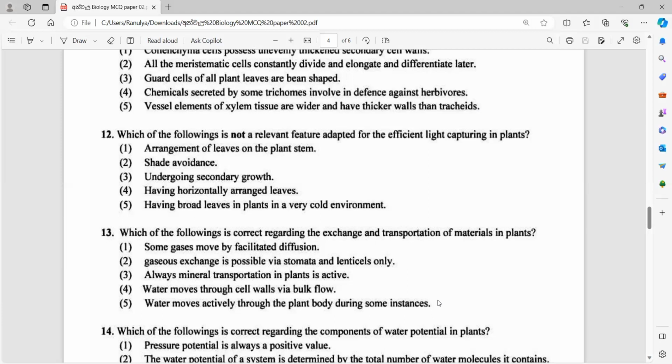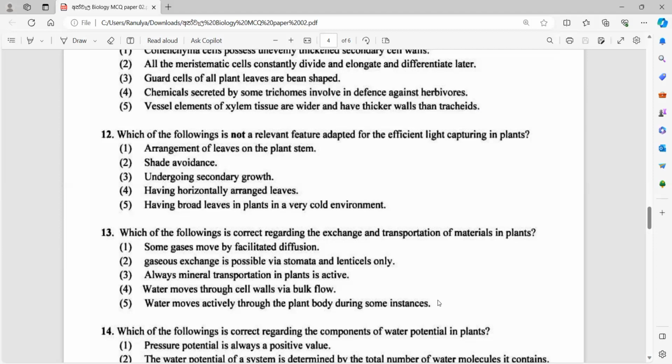Some gases move by facilitated diffusion. What is facilitated diffusion? Now, you have to learn about active transport and passive transport. Passive transport occurs spontaneously, right? It does not require metabolic energy, that means ATP. But movement of some materials across the membrane takes place with the help of ATP, and it is called active transport, right? Under passive transport, we have learned about diffusion, osmosis, imbibition, facilitated diffusion, and bulk flow.